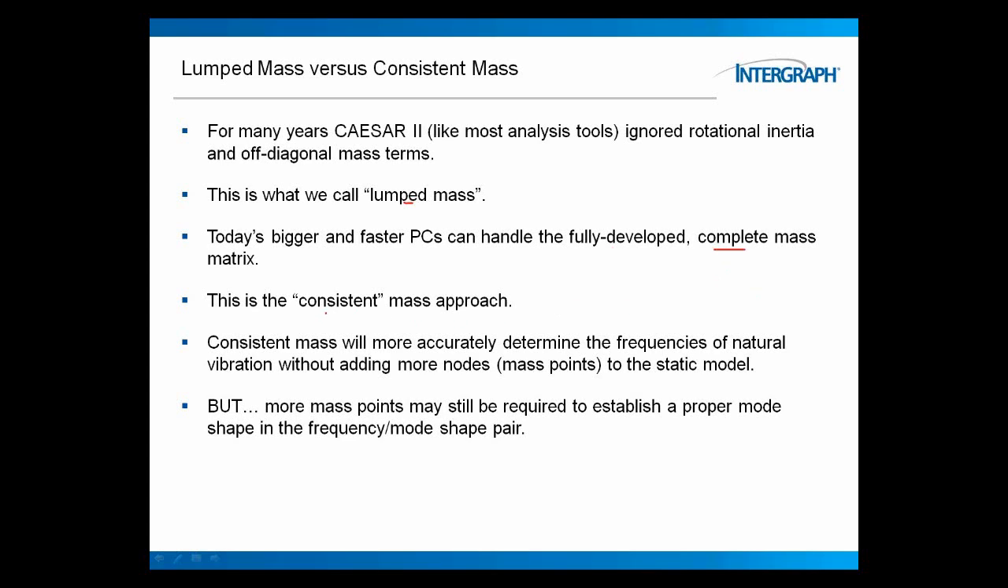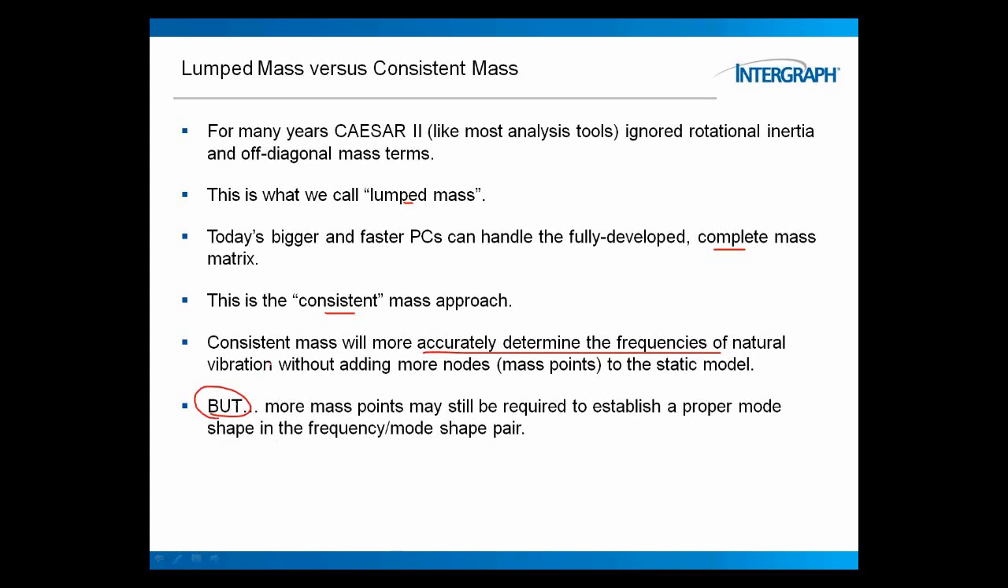But today's technology allows us to develop that complete mass matrix. That's what we're calling the consistent mass approach. That came into Caesar 2, I think, in version 5.0. So for a couple of years now, we've had this consistent mass. We still default to the lumped mass model, and it's up to you, if you wish, to set it to the consistent mass. Consistent mass will more accurately determine the frequencies without modification of the model. It's a better tool. It's a little slower because it has more work to do, but it will give you better values. But I got to make this clear.